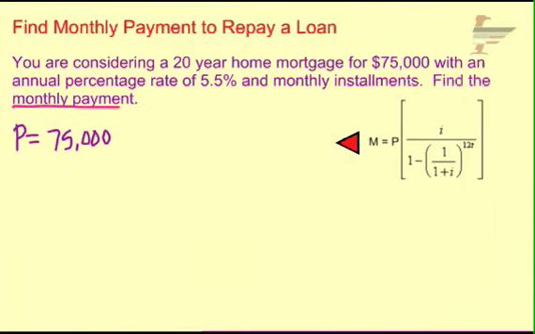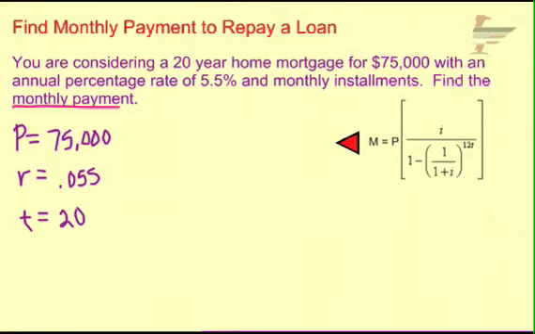We have our rate as a decimal, and it's 5.5%, so we move that decimal over 2 spots and get 0.055. Our T value, how many years are we talking? This is a 20-year loan. And what else do we have in there?